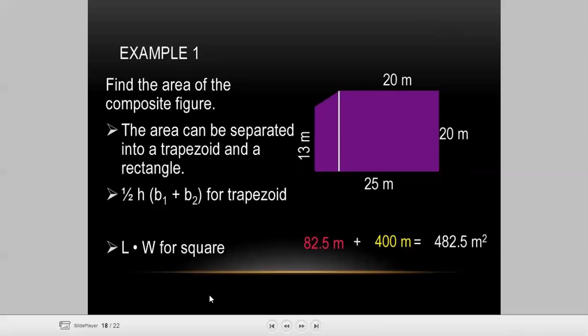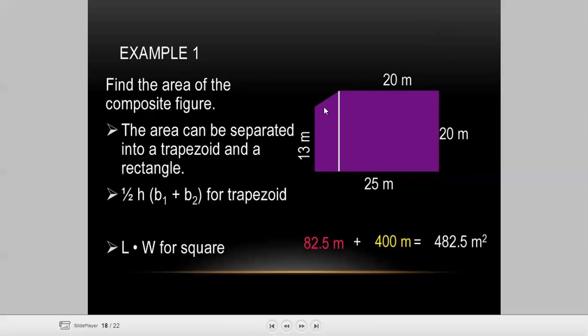Find the area of the composite figure at the right side. The area can be separated into a trapezoid and a rectangle. Actually, it's a square. So I have a square with the side length of 20. So 20 times itself, 20 times 20 is 400, is the area of the square.